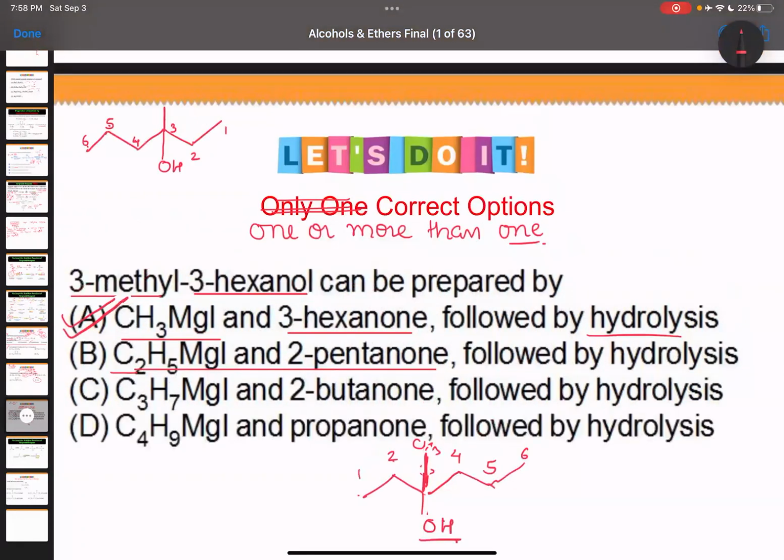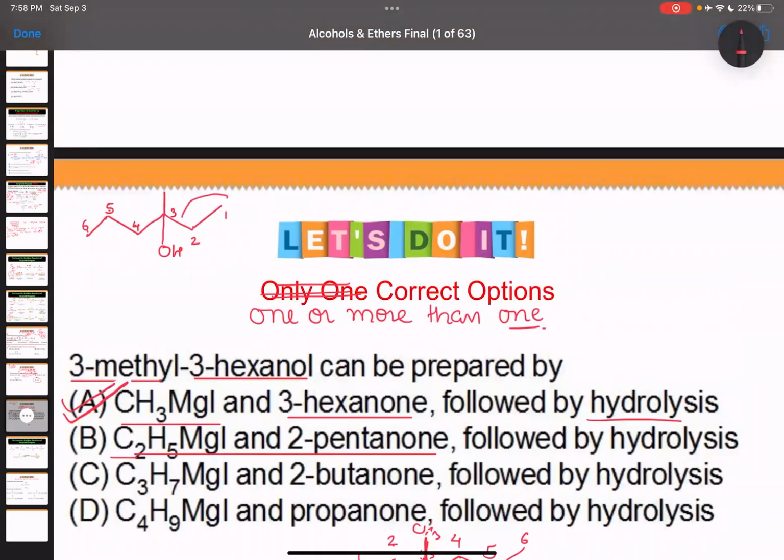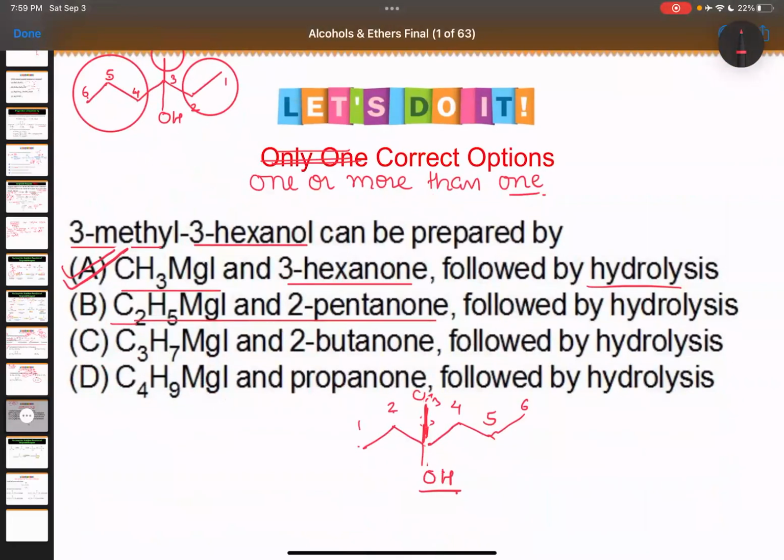Let me give you one hint. On the carbon, you have ethyl, methyl, and propyl. The shortcut trick is you can have any two groups already present on the ketone, and you can bring in the third group with the help of Grignard. Okay, so let's check it.